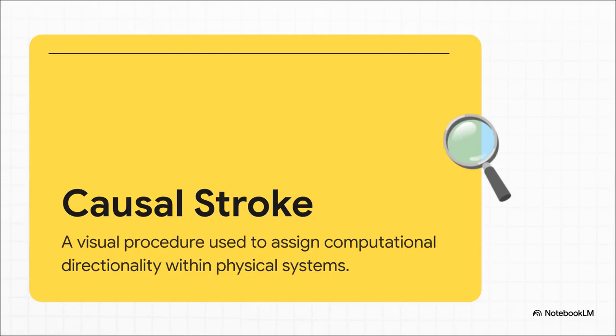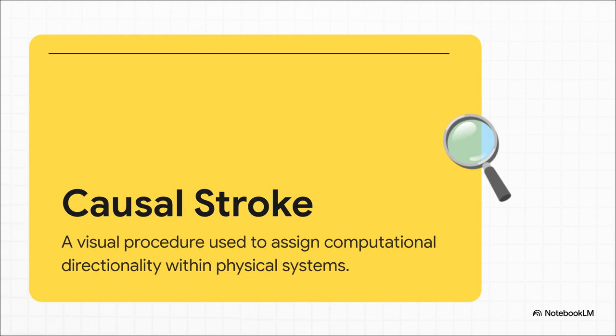The solution here is what researchers call a causal stroke. It's a systematic visual procedure used to assign computational directionality within a physical system. Imagine drawing a line connecting two physical components on a diagram, and then adding just a short little perpendicular mark at one end of that connection. That single little stroke is an incredibly powerful tool.